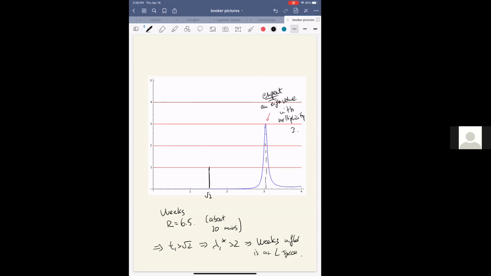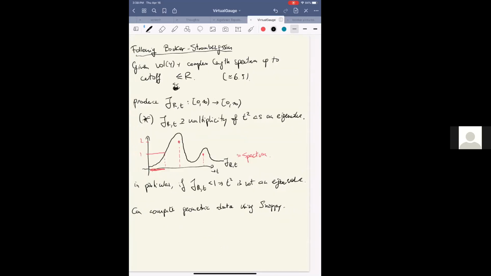So let me tell you about some limitations of our method. The practical limitation.